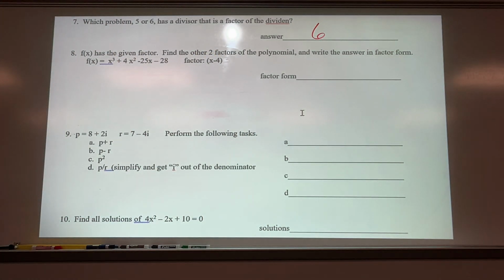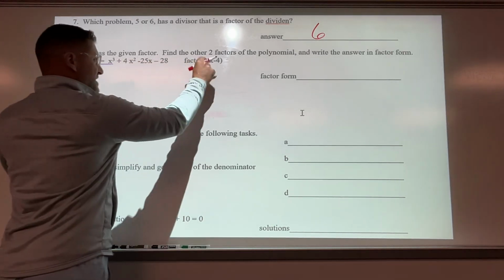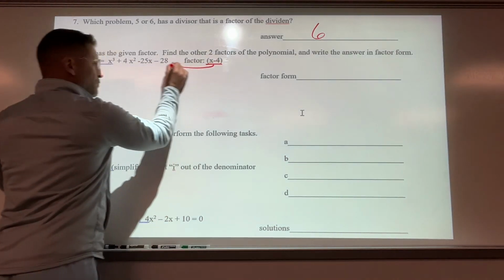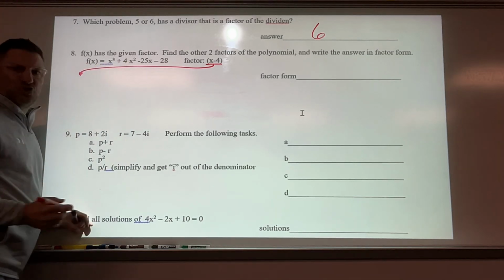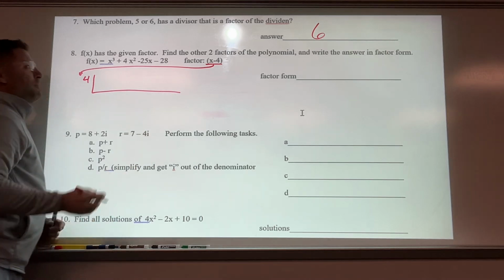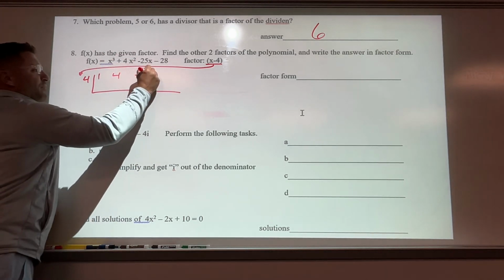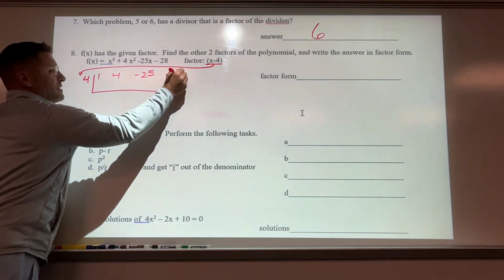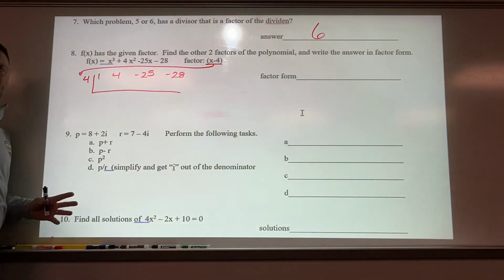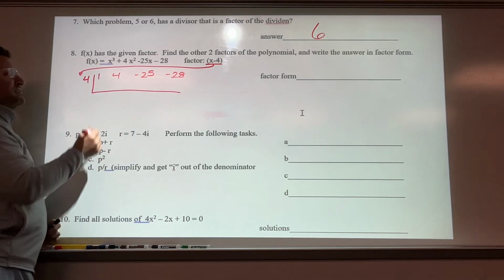All right, number 8. F of x has a given factor. Find the other two factors of the polynomial and write the answer in factor form. So this has a factor, which means synthetic division should work. I'll put a 4 there. I'm going to put the coefficients 1, 4, negative 25, negative 28. The problem says it is a factor, so I already know I'm going to get 0.